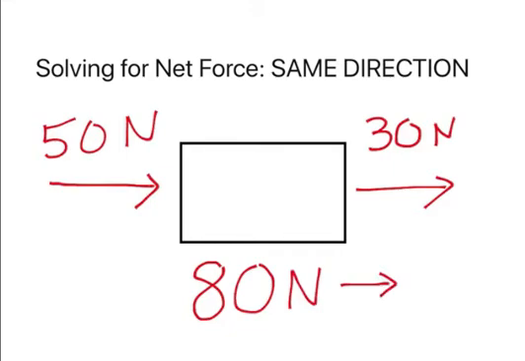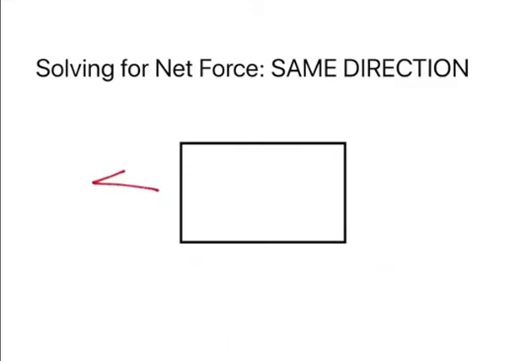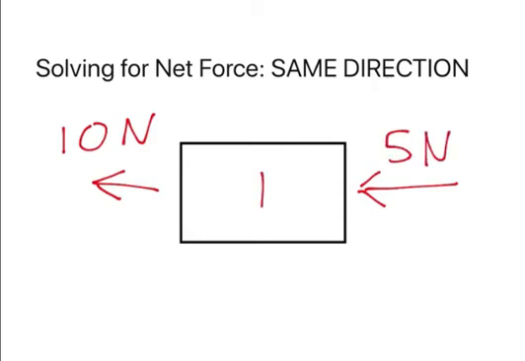To look at another example going the other way, if we had a force pulling it this way at 10 newtons and a force pulling it or pushing it that way at 5 newtons, we would add those together because they're going in the same direction. So we would have 15 newtons, and this time the arrow would be pointing that way.